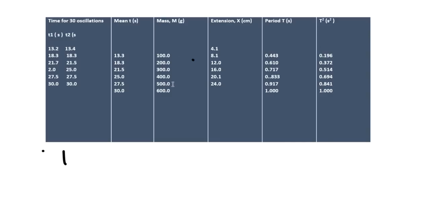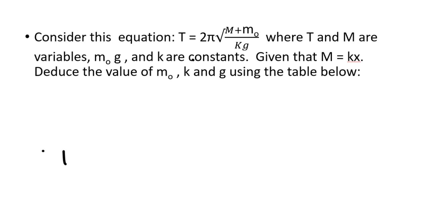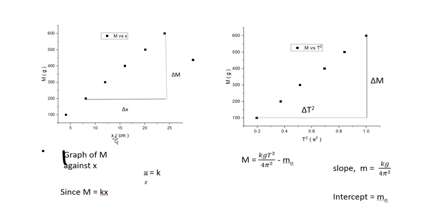M, these are the masses. You have different masses that give different extensions. These are the period, and this is the period squared. If we plot a graph after transformation, of course we did this in our previous class. I have transformed this equation in our previous class. So if you transform the equation, you'll have that this is possible.